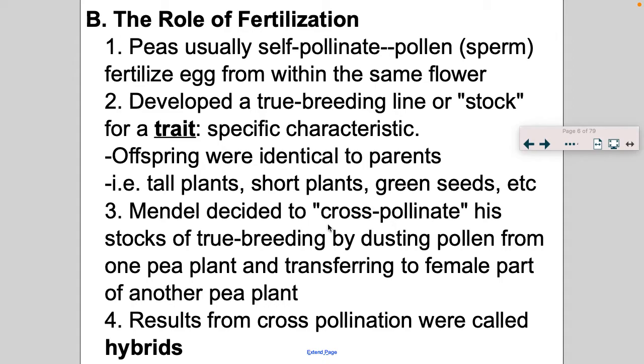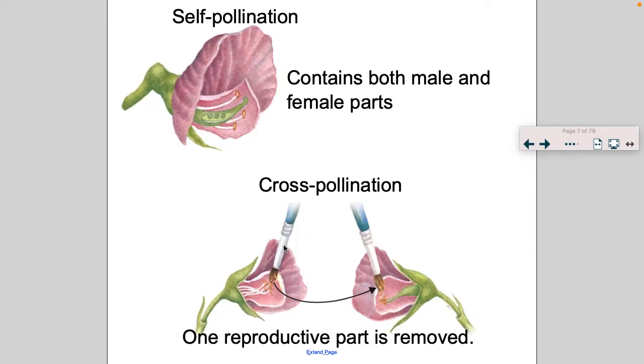So Gregor Mendel decided to cross-pollinate his lines of stock. He decided to cross purebred or true breeding purple flower pea plants with true breeding white flowered pea plants by dusting the pollen from one and transferring it to the female part of another. And as a result, the offspring of those cross-pollination experiments were called hybrids. So this is self-pollination. You can see that we have both the female reproductive part and the male, and the pollen will land on the female reproductive part, and it can self-pollinate.